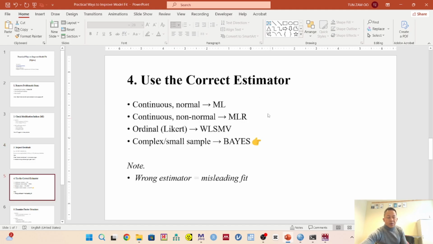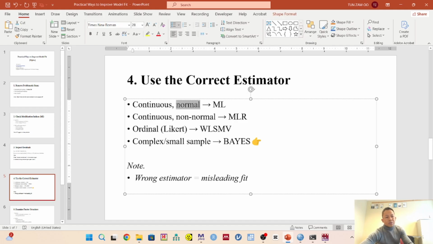The third way: correct estimator. Let us check the correct estimator. For example, if our data is continuous and our model is a normal distribution, we will use ML. If our model is not normally distributed, we will use maximum likelihood robust. For ordinal data, this is a Bayesian CFA model, but not in this CFA model. That's why we will change these three estimators in different ways, and then see which one improves more. Let us check it out.